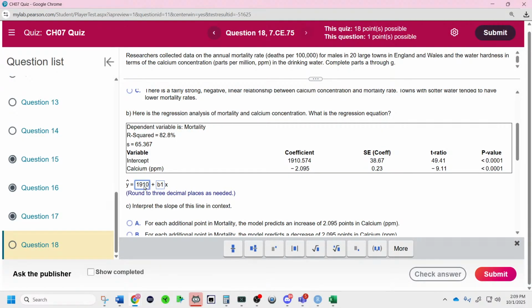So we take 1910 and we round to 3 decimals, 574, and we do negative. Do not forget negative, because it is very important because this is a downward relationship.